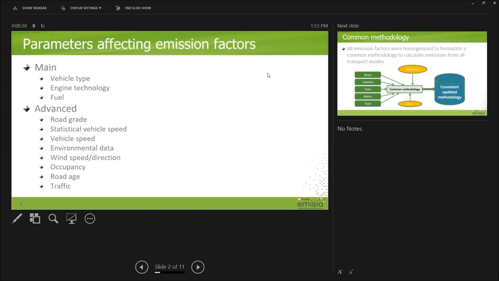As we have already said, there are many parameters that affect the emission factors. The basic parameters are the vehicle type, the engine technology, and of course the fuel. But there are also more advanced parameters, and we have to take these into account as well. These parameters are the road grade, the vehicle speed, some environmental data, the wind speed and the direction of the wind, the occupancy of the vehicle, mainly this refers to buses and trains, the road age, and of course the traffic of the road.